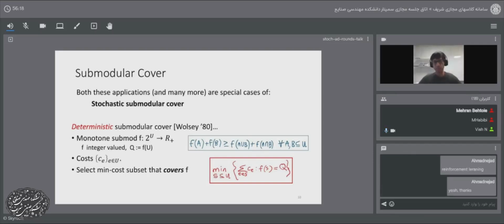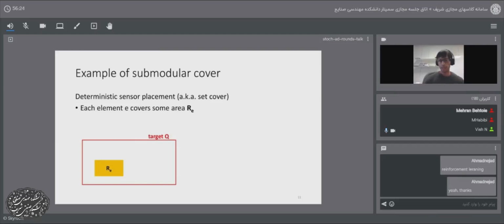Great. All right. So let's look at an example of a deterministic submodular cover problem just to get a sense of it. And we can indeed capture the deterministic version of sensor placement. And this is also called the set cover problem.